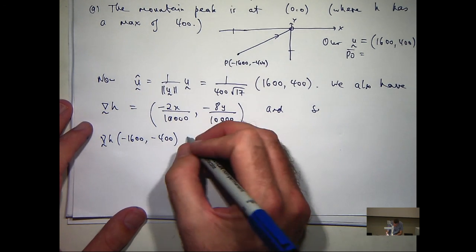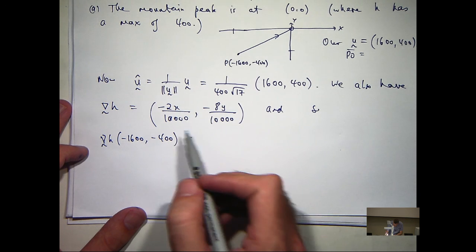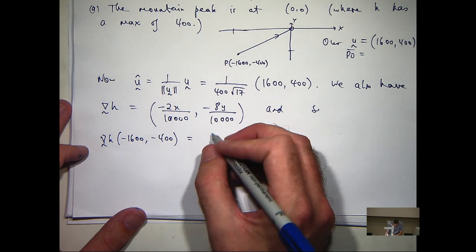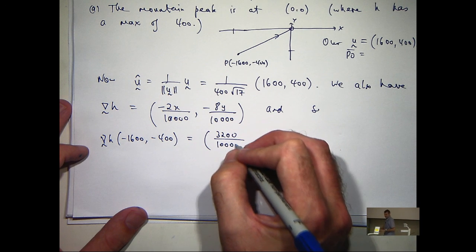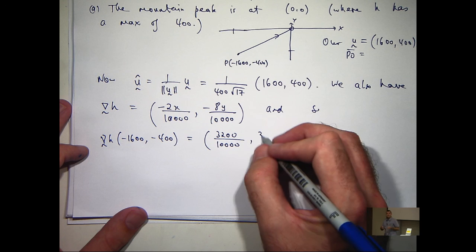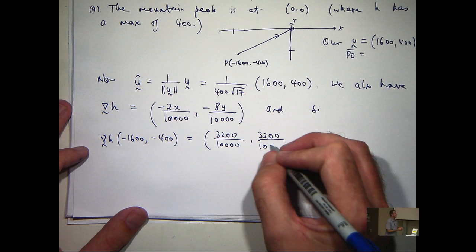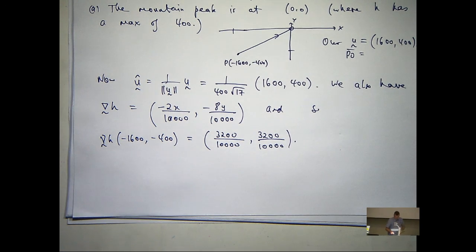What are you going to get? You're going to get something like 3,200 over 10,000, and the other one's going to be 3,200 as well. Oh, how convenient. Okay, now of course you can cancel off.